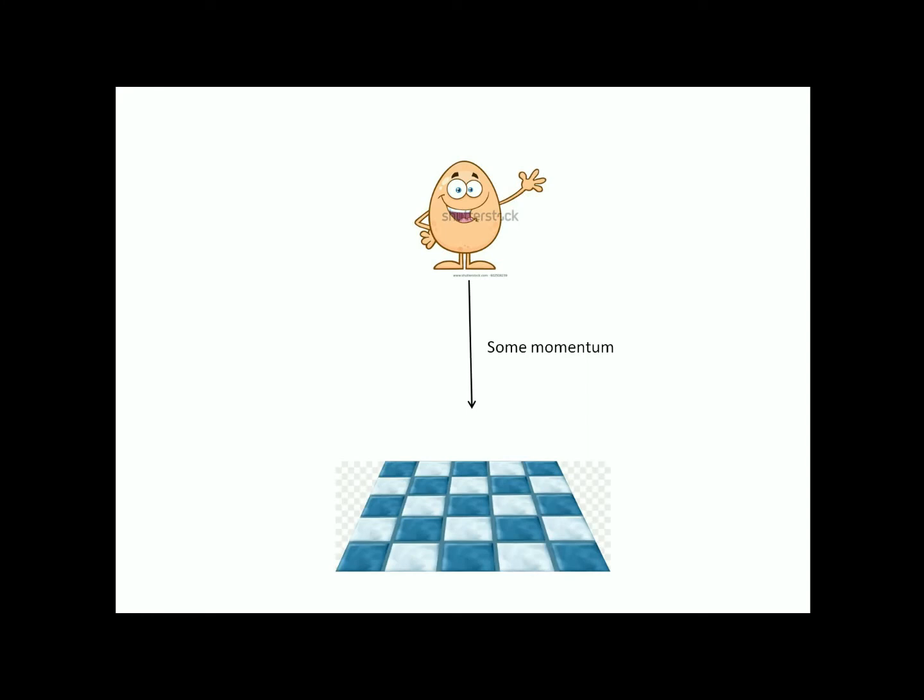Now here's an example that we've seen before. Consider an egg with some momentum traveling towards a hard tile floor. The change in momentum as it hits the floor would be whatever momentum it's traveling at, minus 0. The reason is that it started off at this momentum, and when it hits the floor it suddenly stops and is no longer moving, so it has no velocity. Momentum is mass times velocity, and velocity is now 0, so the momentum becomes 0. Therefore the change in momentum is this minus 0.